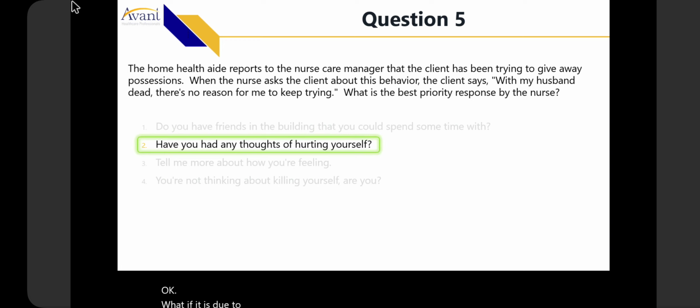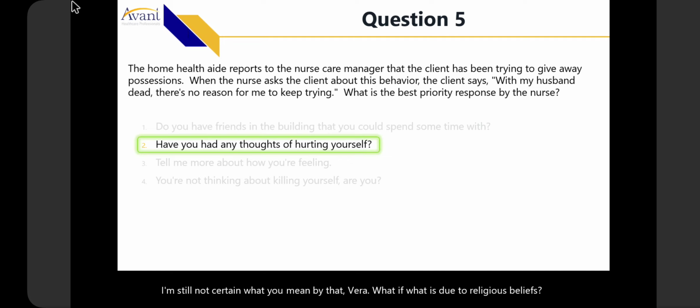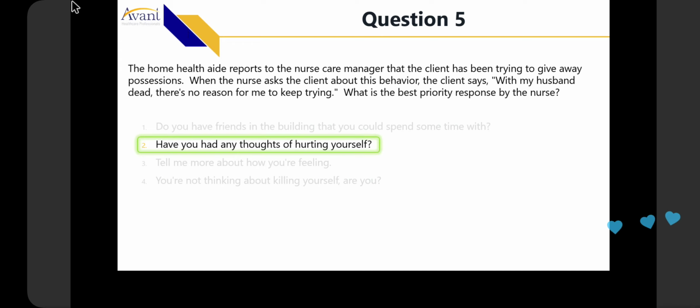What if it is due to religious beliefs? Call to sharing. I'm still not certain what you mean by that, Vera. What is due to religious beliefs? Christianity preaches on the act of sharing. Okay, I see what you're saying.